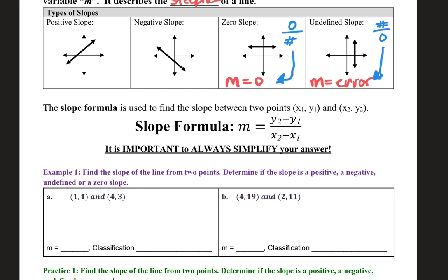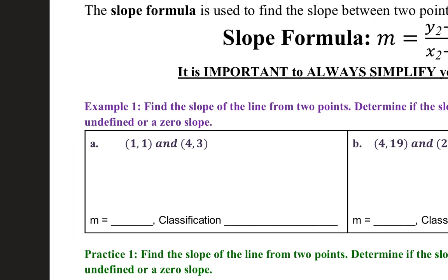So this is the slope formula. Like the distance formula, you are going to label it x1, y1, and x2, y2, and then plug it into our formula here. Remember to always simplify your answer. So I'm going to go through, and I'm going to label the first point x1, y1, and then x2, y2. All right, according to the formula, I have to take y2 first and subtract y1 from it, and then do the same thing with the x's.